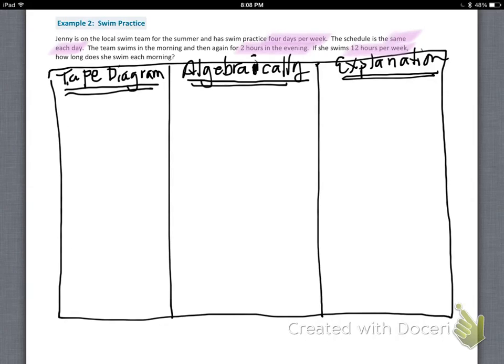Okay, so here's what we're trying to solve for. This is going to be our answer. This is our unknown right now. We don't know how much she swims in the morning. What do we know? We know she swims 4 days a week. We know she swims the same each day, and she swims 2 hours in the evening and 12 hours each week. Okay, so I'd like you to try this by yourselves, to lay it out. When you come back, if you want to make some improvements, absolutely do that. But go ahead and pause right now, and come on back after you finish this.